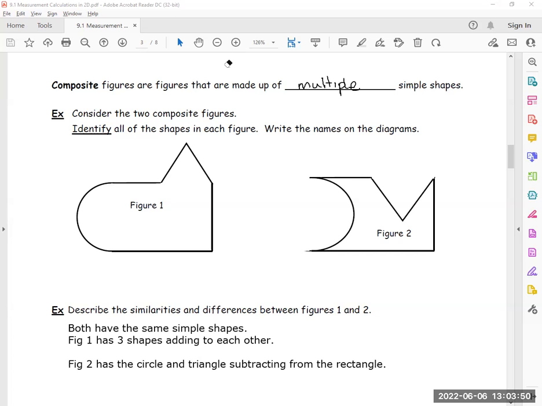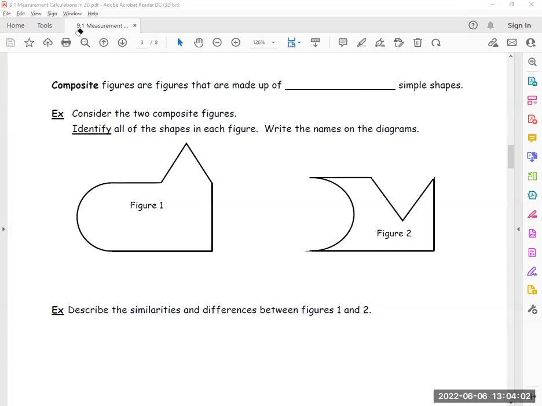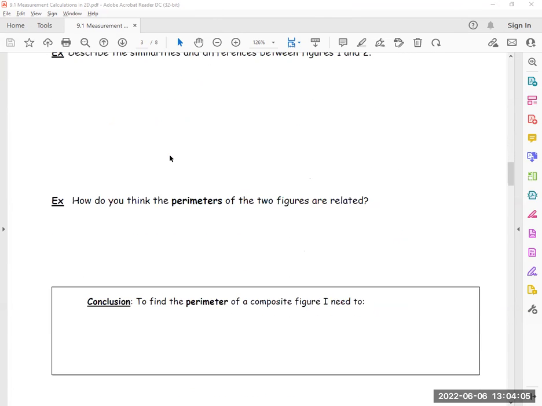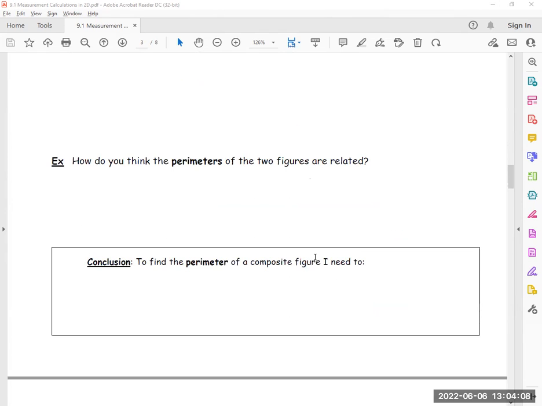All right, so let's try it. Okay. I wanted to lead my lesson into a slightly different angle than just trying to find a conclusion. To find a perimeter of a composite figure, I need to blah, blah, blah. I want to diverge from these rules. I want you to make your own decision on it. Okay, so let's try it. Same with area.